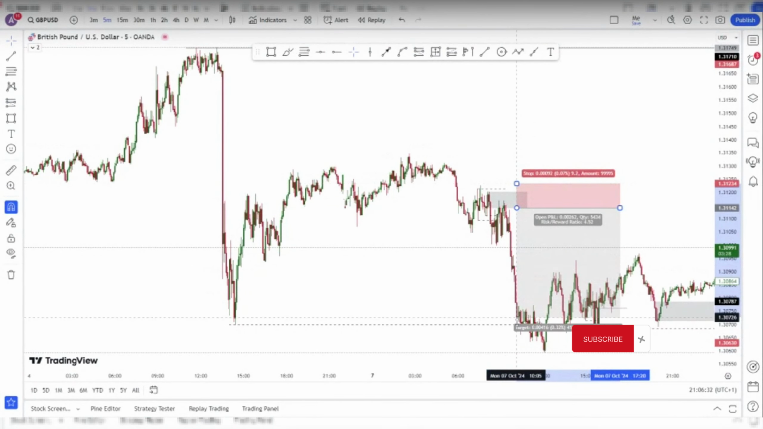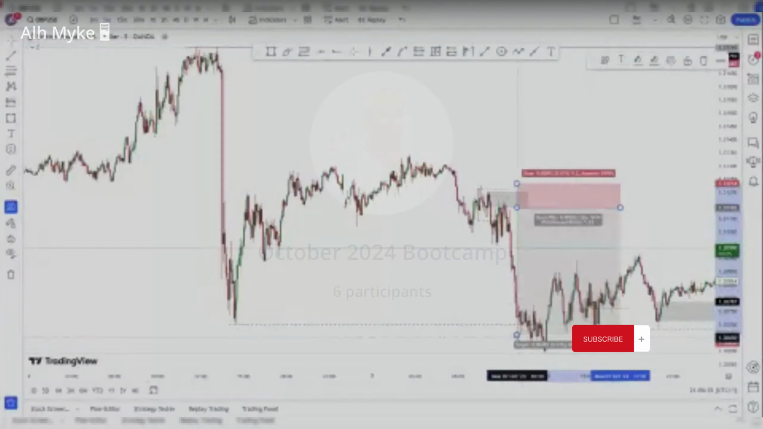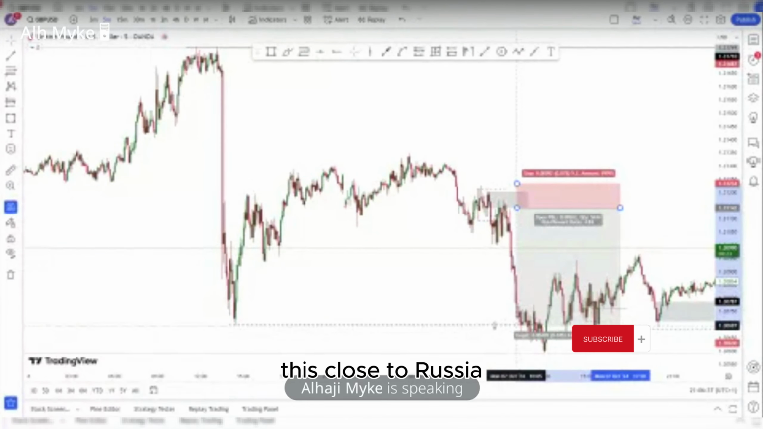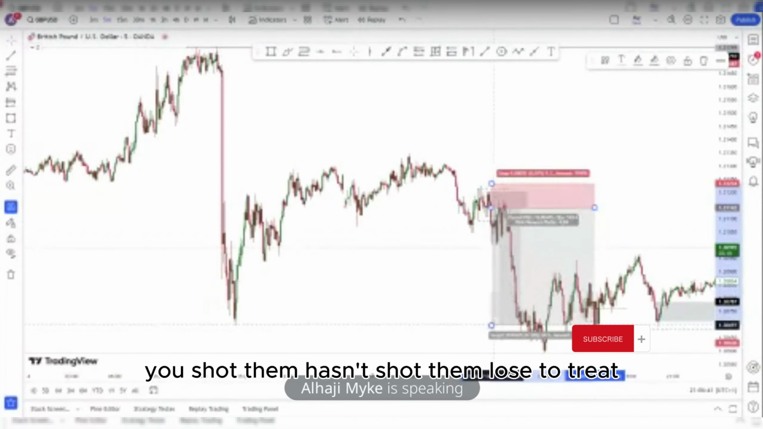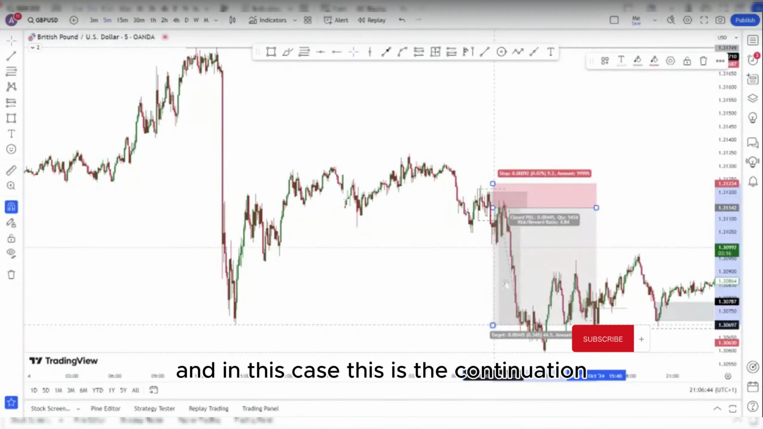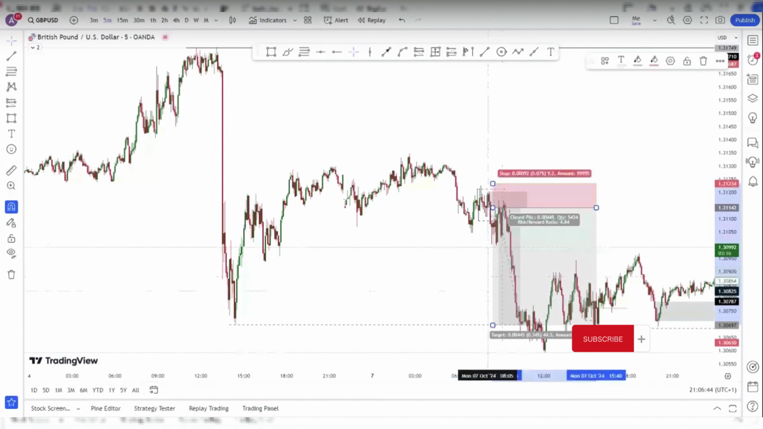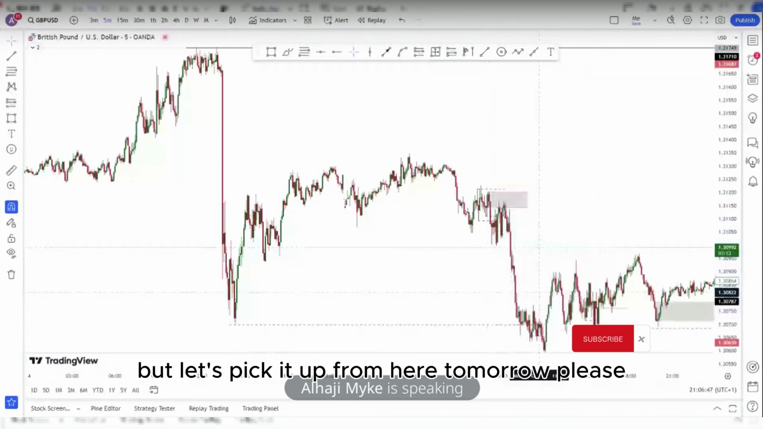let's say, this close to Asha. So it's as easy as that, using short-term highs and short-term lows to trade. And in this case, this is a continuation model. But let's pick it up from here tomorrow, please.